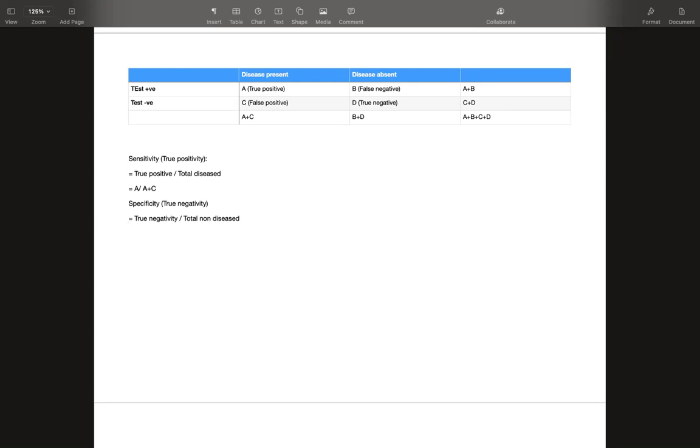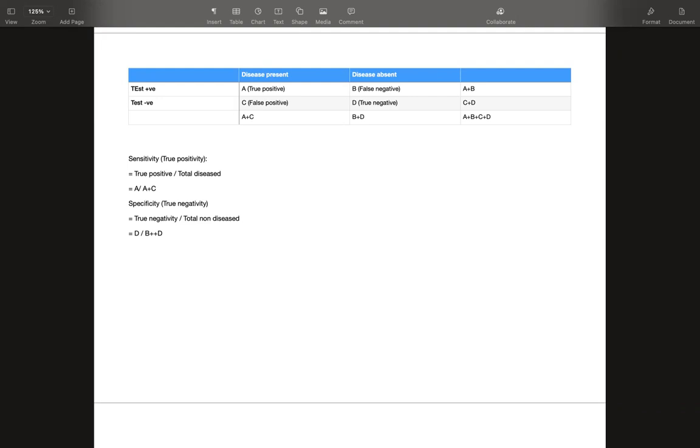Similarly, specificity means how well the test is able to detect truly negative people out of the total non-diseased patients. So the formula of this would be D by B plus D. This is basically what sensitivity and specificity are. The thing you should remember is that a highly sensitive test, if negative, rules out the disease, and a highly specific test, if positive, rules in the disease.